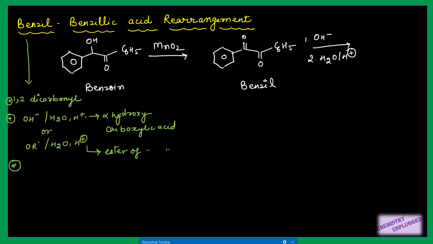Then the most important thing, and very obvious also, is that whenever we are using OH minus and OR minus, these two have negative charge, so they will preferentially attack a carbonyl group which is electron deficient in nature. We have a 1,2 dicarbonyl system, so we have to decide on which carbonyl our OH minus or OR minus will first attack. So it will preferentially attack the electron deficient carbonyl, right? Next we can easily do its mechanism.